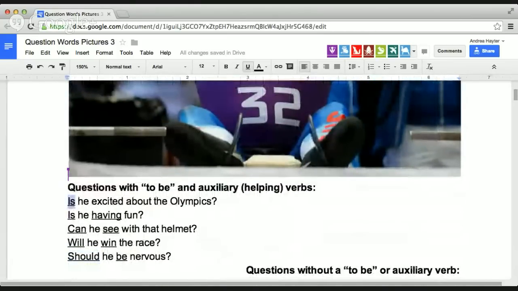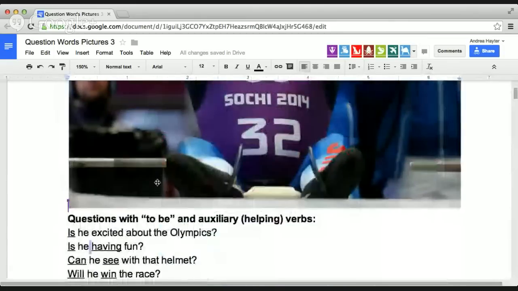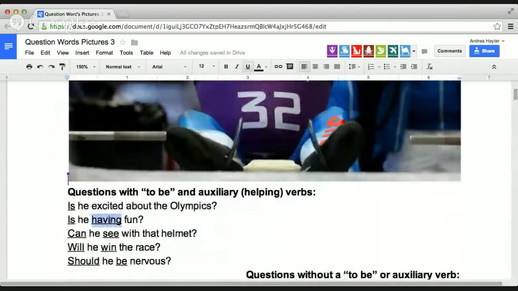You can see I underlined the verb. Another way you can use a to-be verb is to put it with a gerund or a continuous, like, is he having fun? Again, we're keeping is. Your to-be verb is always, always first, and then you have your subject, he. He is your subject. We don't know his name, so we'll just call him he. And then your other verb, if you have a second verb that goes with it: having fun.